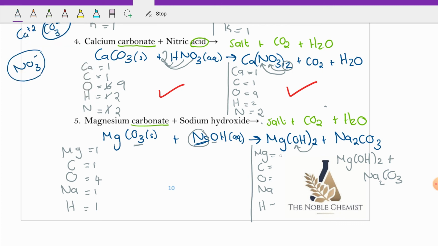So magnesiums, we have 1. Carbon, we have 1 of those. Oxygen, there's 2 plus 3, which is 5. We have 2 sodiums and we have 2 hydrogens. So if we can quickly try and balance this, you can see hydrogens are 2 on this side, only 1 on this side. So if I put a 2 there, then I will get 2 sodiums on this side. I will get 2 plus 3, which is 5 oxygens on this side, and I will get 2 hydrogens. And as easy as that, you can see then that both reaction equations are balanced.